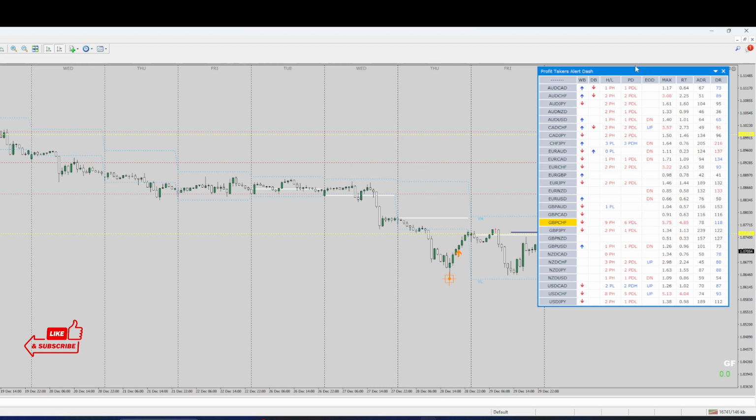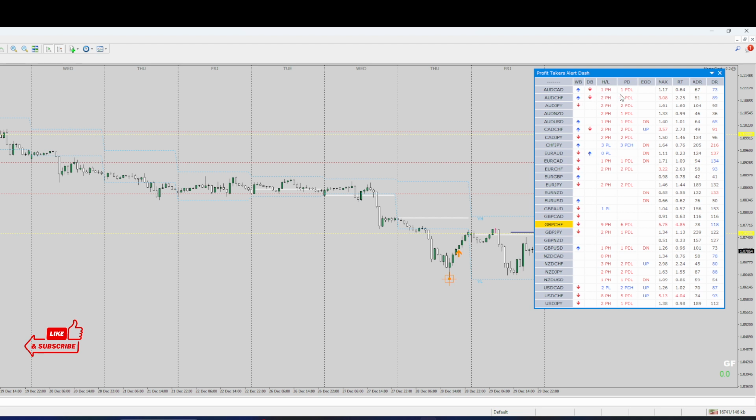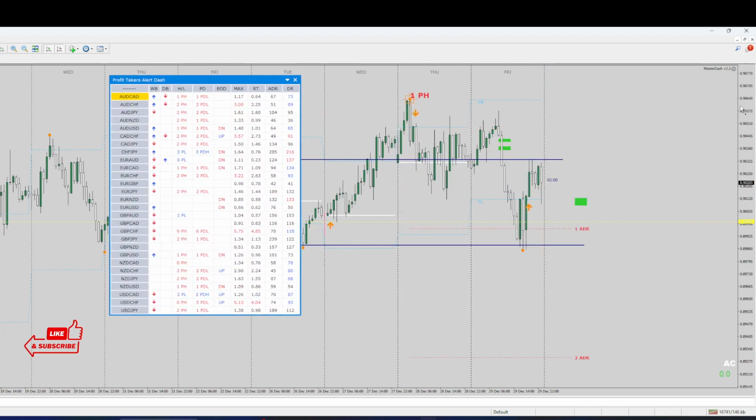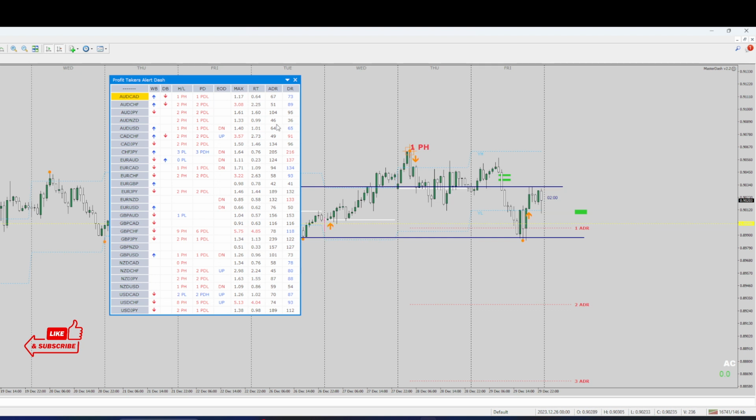Just know, guys, that these alerts, when we see a one peak formation, one previous day low break, like for example with the Aussie CAD, that means this is preparing us for day two, the next day. It's basically telling us that everything checked off with the trend where it's going. It's confirming that we've broken one previous day and now we're looking for the next one.